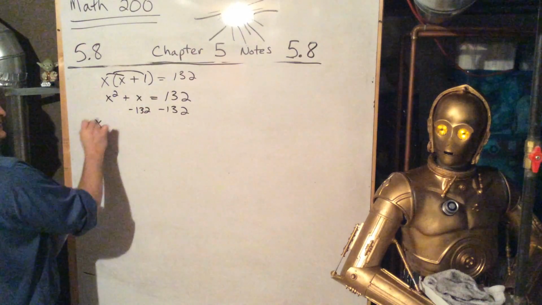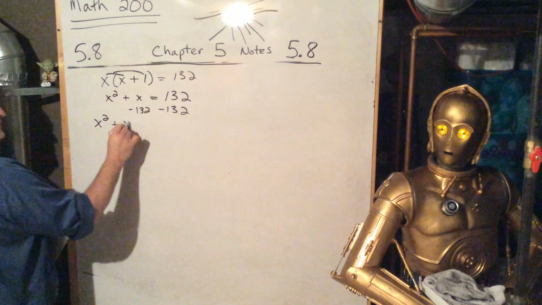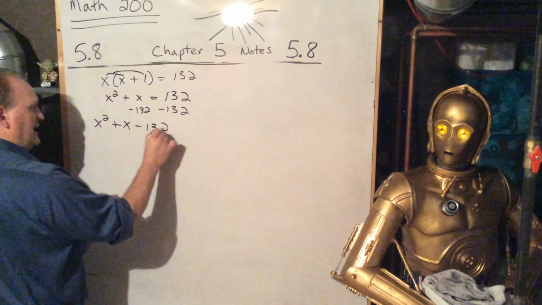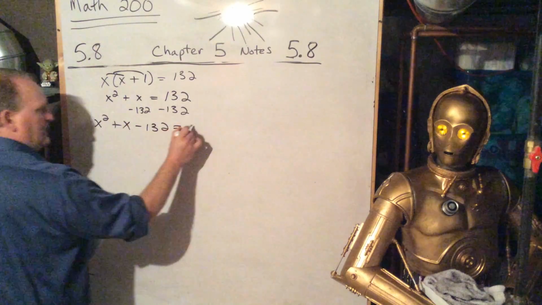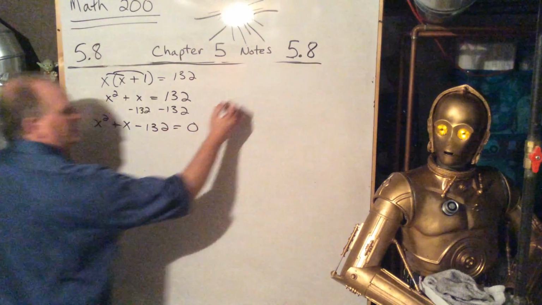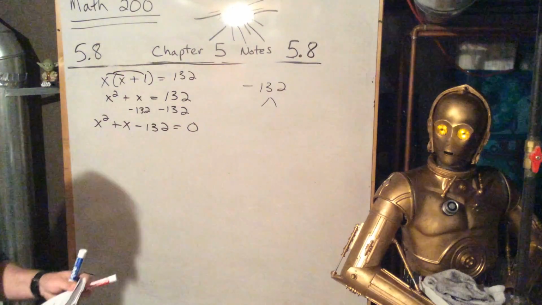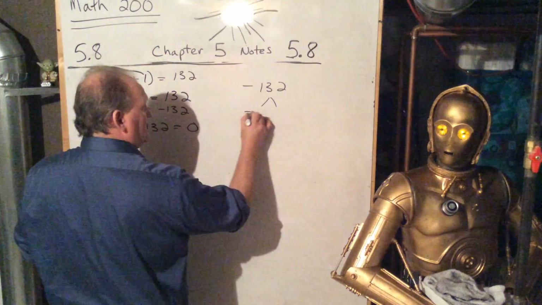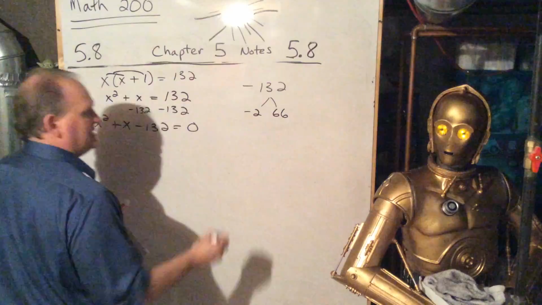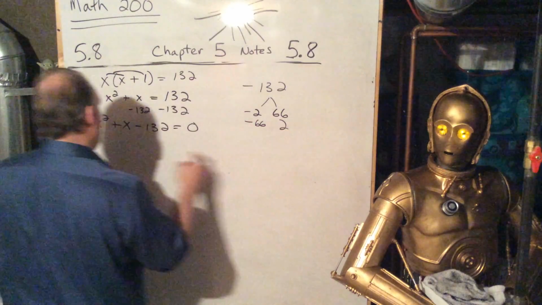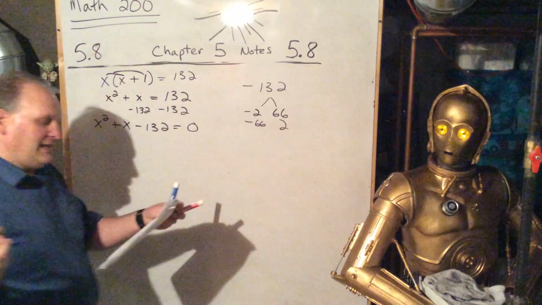We don't get to isolate the variable here because it's a second degree equation. So we actually want all of the terms on one side equal to 0. We look at things that multiply to be negative 132. Ugh. So negative 2 and 66, negative 66 and 2, that isn't going to do it. They got to be right next to each other.